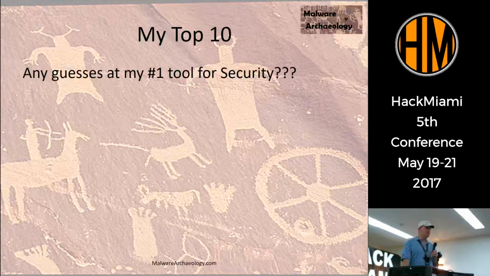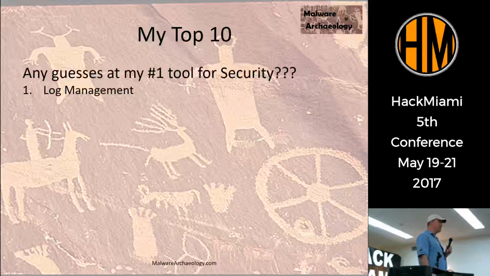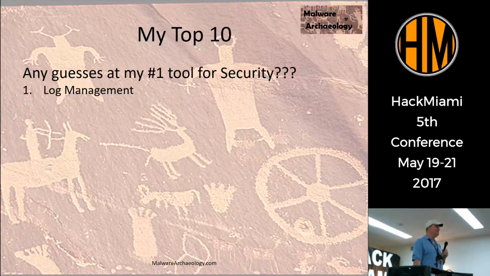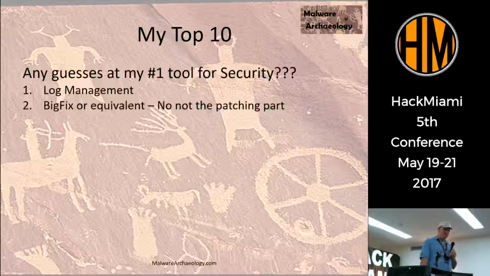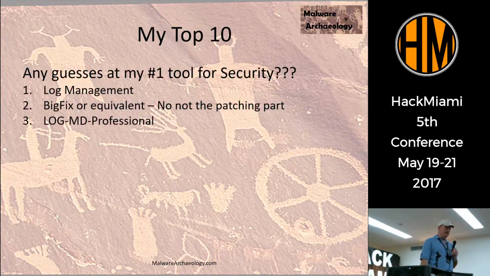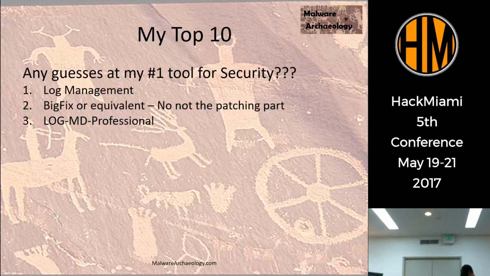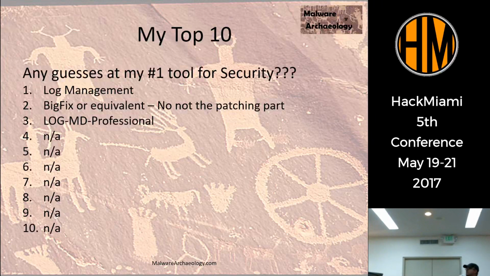Any guesses what number 1 is? Well, log management. You're pretty much close. Any guesses at number 2? Big fix or equivalent? No, not the patching part. Number 3? Only because I'm biased and I wrote it, but really it does fill a hole. Anybody care to guess what 4 through 10 are? Somebody's going to get this. No. There aren't any. How many up here are security tools, other than the fact that I wrote one with Ryan, right?